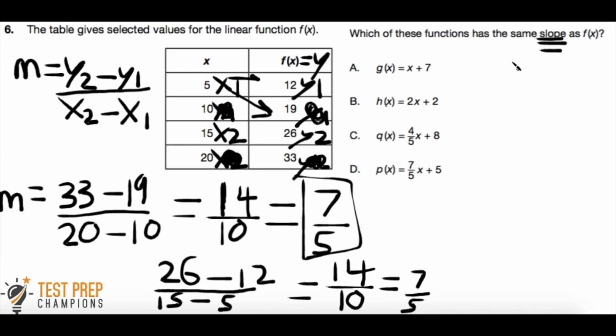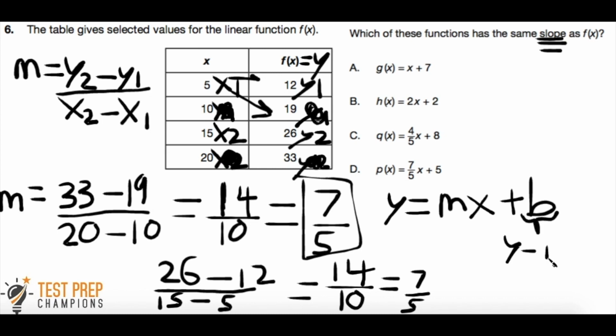We now have to find which function has the same slope as function f of x. So really that's fairly simple. If you understand the standard form of a linear equation, it looks like this: y equals mx plus b. And in this equation here, b is your y-intercept.